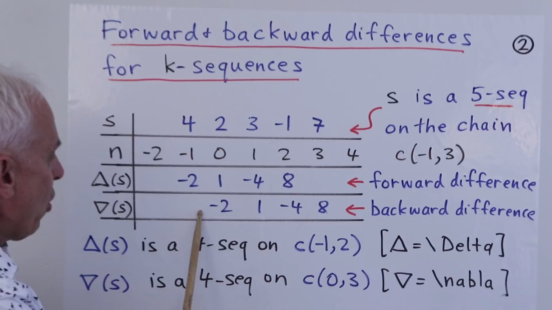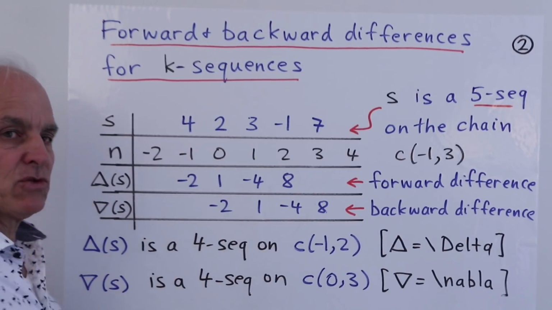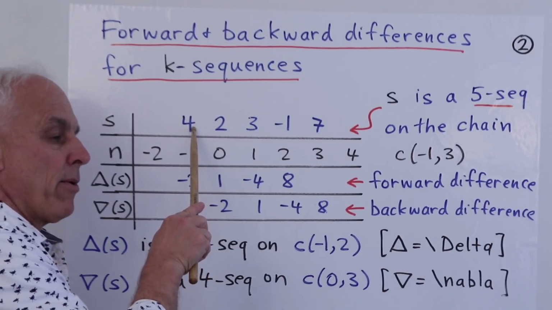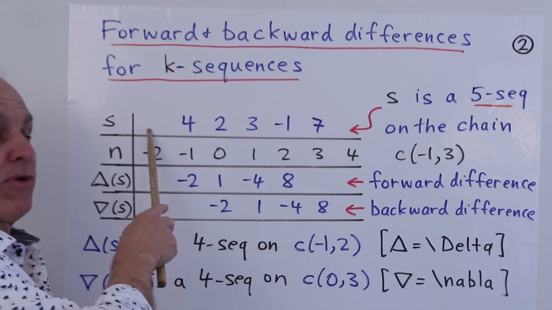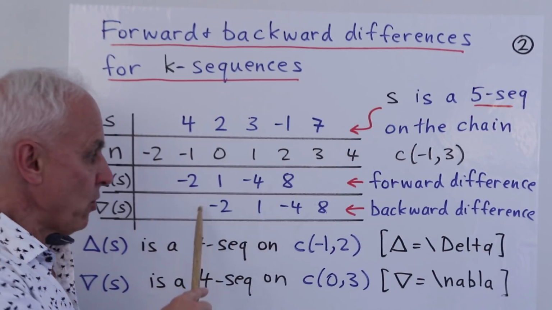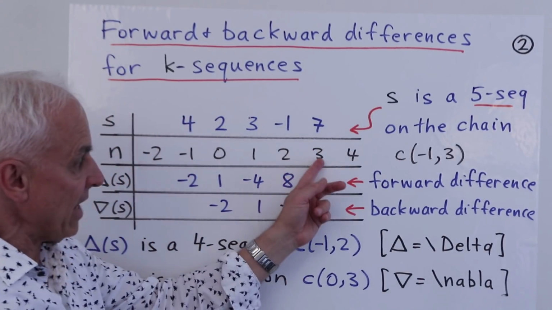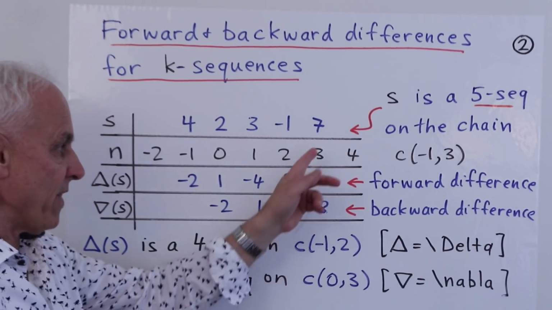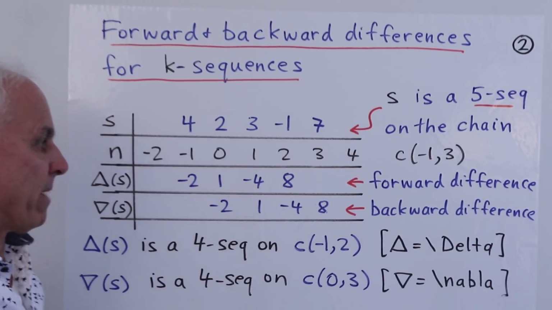And notably, we no longer have an entry in the -1 position because it doesn't make sense to ask what's the difference between where we're at and the previous one, because there is no previous one. And correspondingly, we do now have an entry in the last one because there is a difference, 7 minus -1. That's actually the difference at 3, the backward difference.